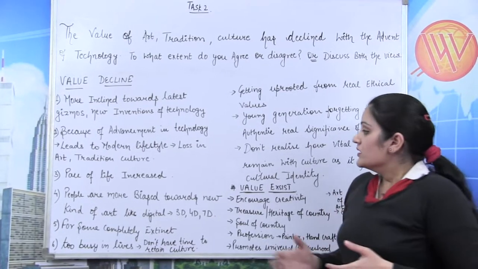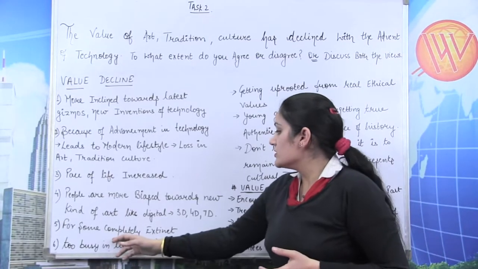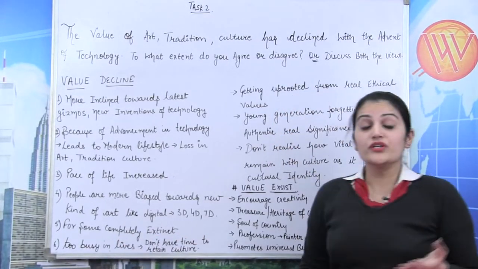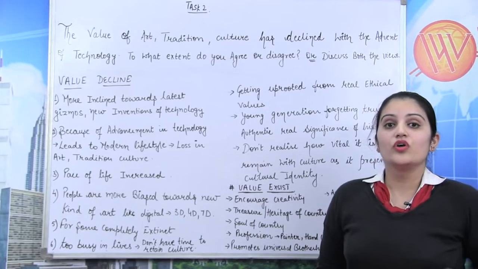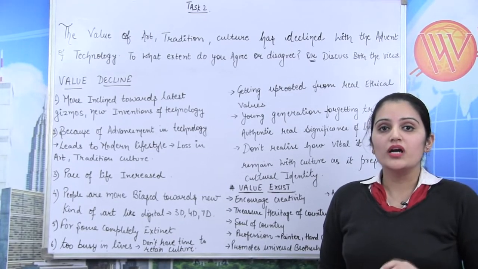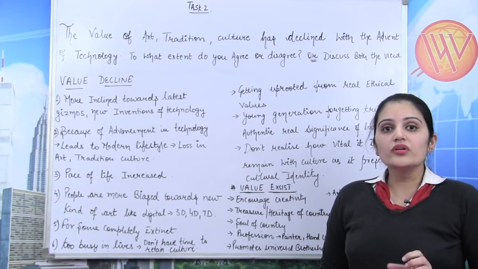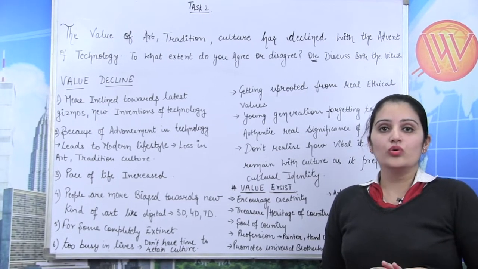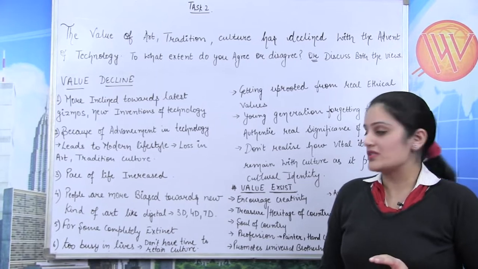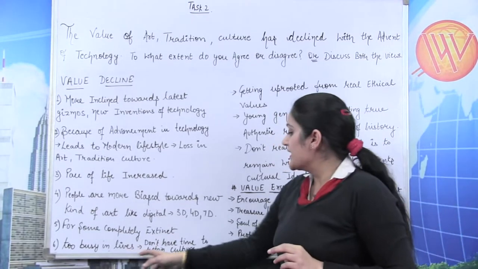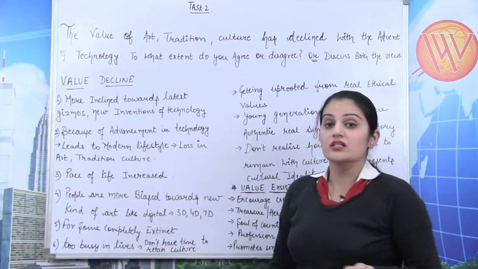Okay. The next is, for some, completely extinct. For some completely extinct means for some people the value of art, tradition, culture has completely depleted, extinct. They don't realize, they just live in their own world in the modern lifestyle. Too busy in life, they don't have time to retain culture.